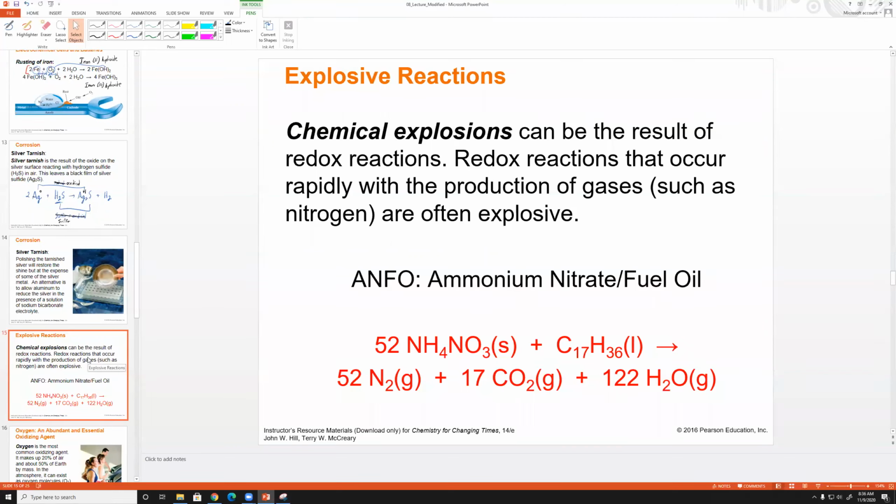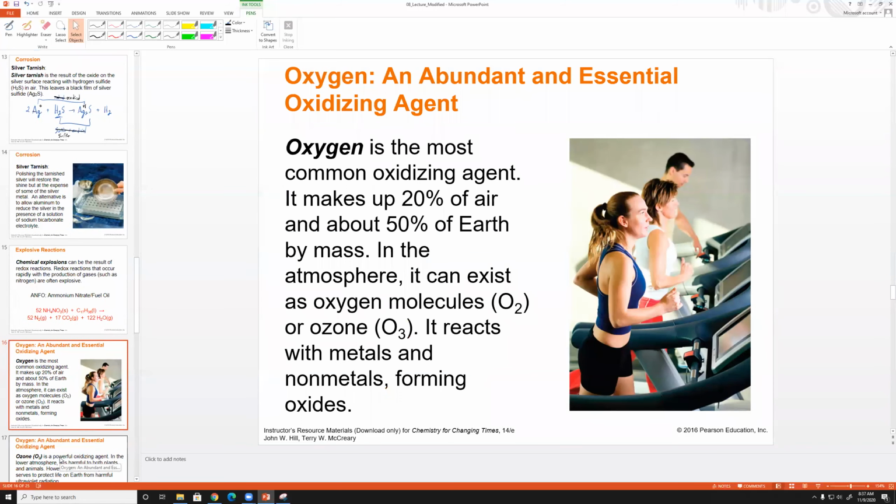And then a lot of explosives are oxidation reduction, and they're really complicated equations. So here you see 152 moles of ammonium nitrate, right? So ammonium nitrate is an oxidizer that can react with some fuel and create explosions. So yeah. Okay, so we're almost done.